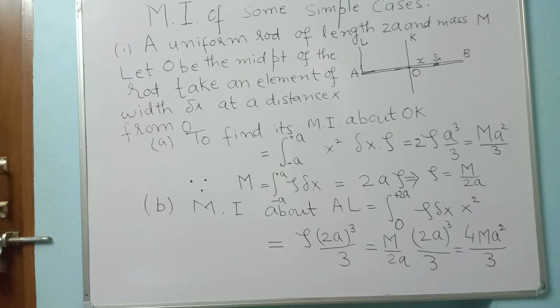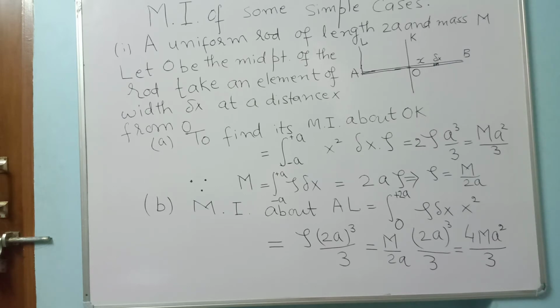So the delta x will vary from 0 to 2a in order to get the moment of inertia of the whole rod. So actually what we do, we take a small particle, we calculate its moment of inertia, and then to calculate the moment of inertia of the whole body, we integrate the result within the limits. So here x is varying from a to b, that is from 0 to 2a. So that is why you will get the moment of inertia about this line AL as integral 0 to 2a rho delta x and then x square.